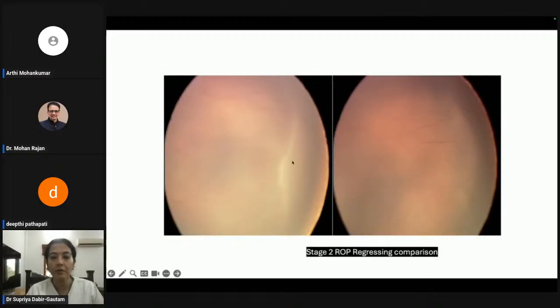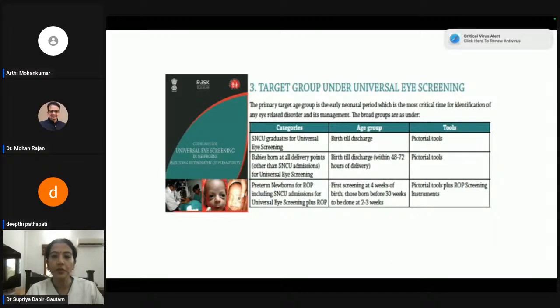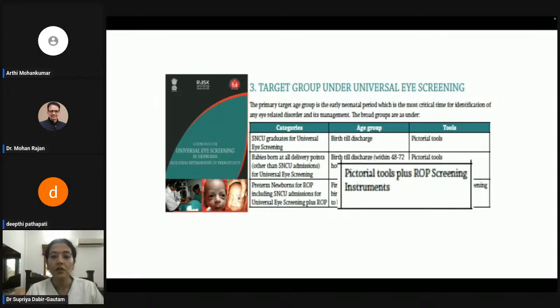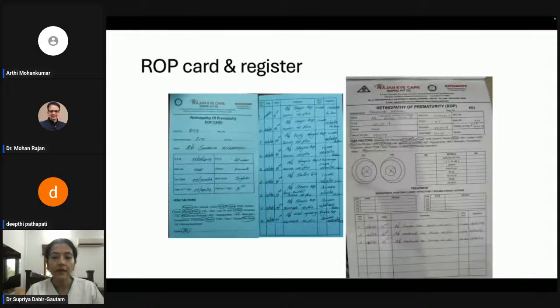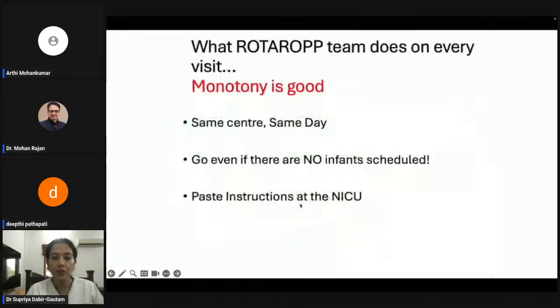You can show them how the retina is developing better, how the ridge is regressing, and even the NNF guidelines, the RBSK guidelines which are there, insist on pictorial tools during ROP screening. These are the cards. It's almost like an immunization card that the baby goes with, which tells you about all the dates of screening, and at each screening what the picture was in the eye. We leave a note to the neonatologist so that they know what's going on.